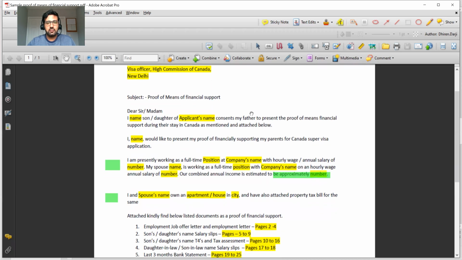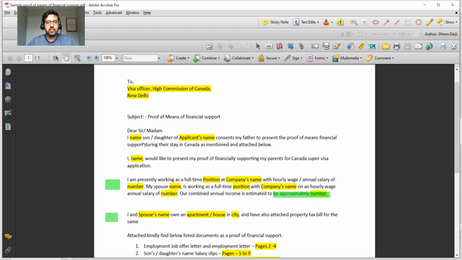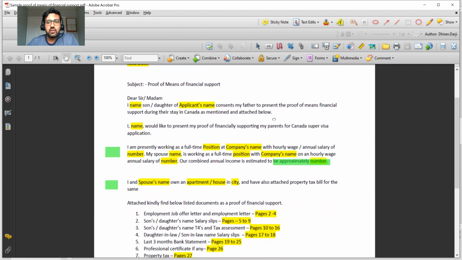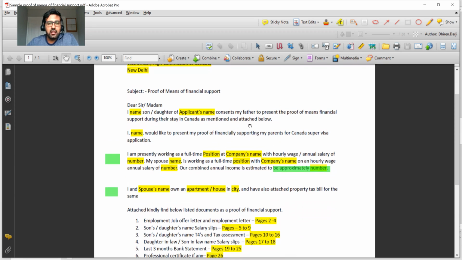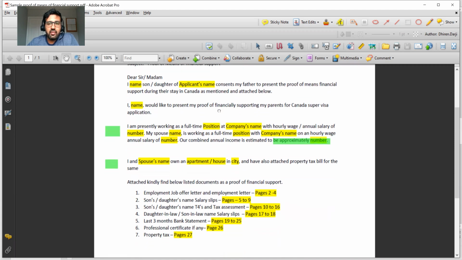So over here, I am mentioning myself consents my father to present the proof of means of financial support during the stay in Canada, as mentioned and attached below. As I will be supporting my parents during their stay in Canada, I need to provide my finance situation over here, and I consent my father to provide it in their application.